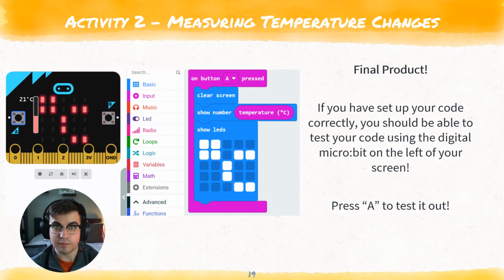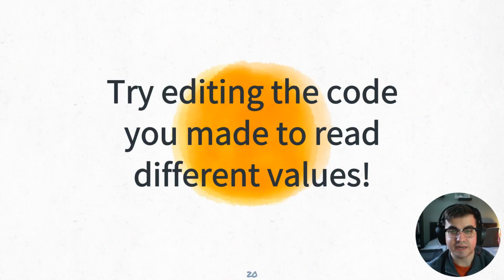Activity 2, Final Product. If you have set up your code correctly, you should be able to test your code using the digital microbit simulator on the left side of your screen. Press A to test it out. Try editing the code you made to read different values, such as speed or light.